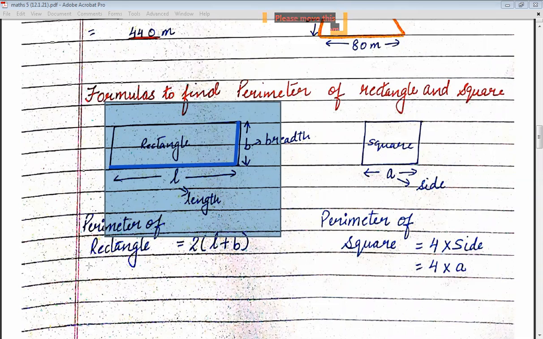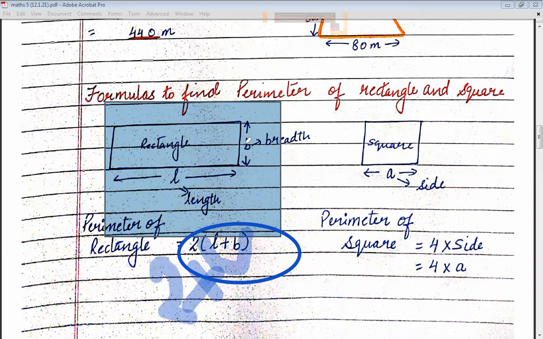So now we have a direct formula to find perimeter of a rectangle, that is 2 times (L plus B). Means you have to add length and breadth and then you have to multiply it with 2. What you have to do, children, here? You have to add its length with breadth, and then whatever answer you get, you have to multiply that with 2. Okay, now let's look at the square also.